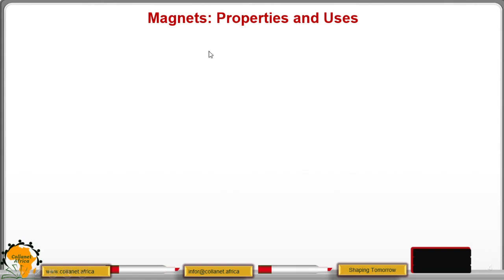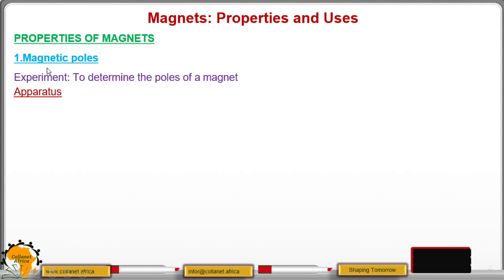Hello student, welcome to our first lesson where we are going to look at magnets, properties and their uses. We start with the properties of a magnet. Now the first one is magnetic poles. To get this, we are going to perform an experiment whose aim is to determine the poles of a magnet. The apparatus needed are a bar magnet and iron filings.